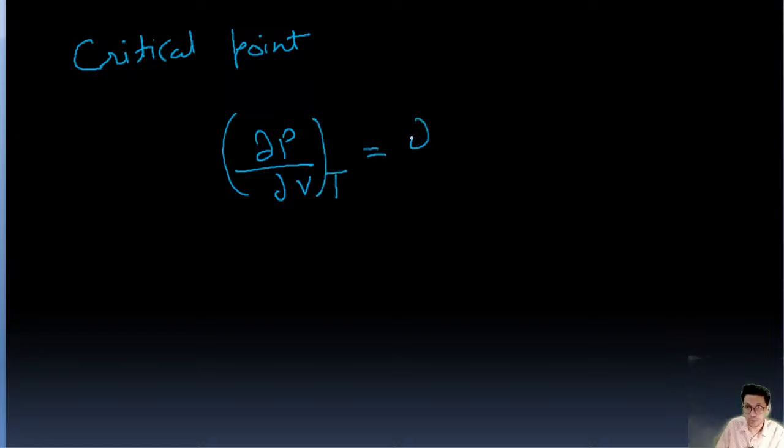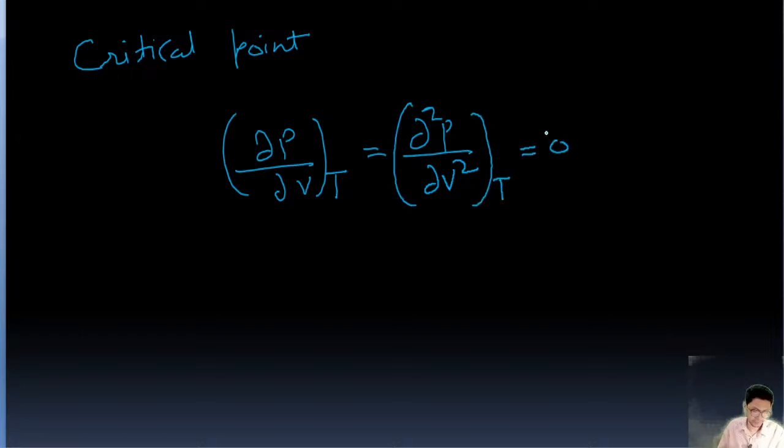Next is the critical point, guys. This you need to also know. For the critical point, del P over del V at constant temperature is equal to 0, and del square P upon del V square at constant temperature is also equal to 0.